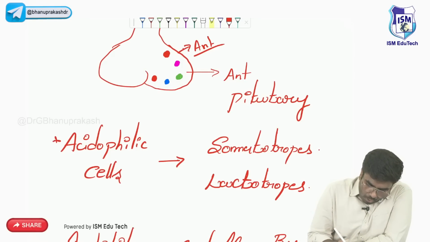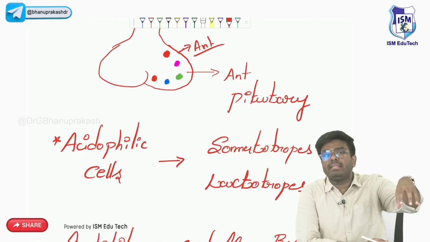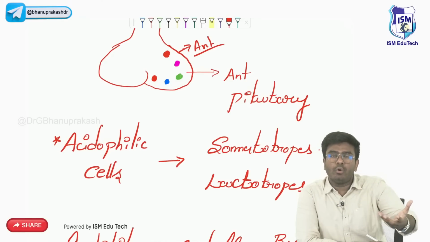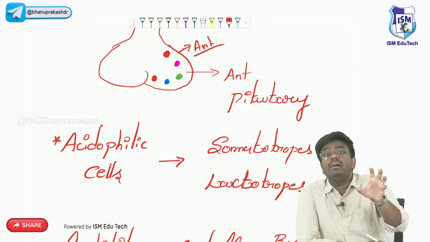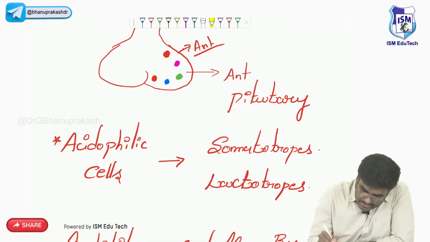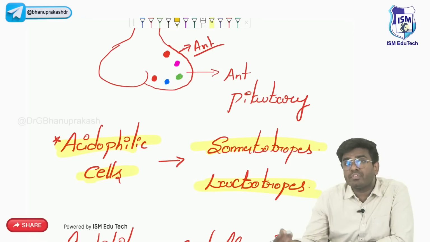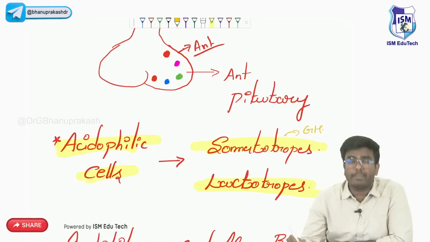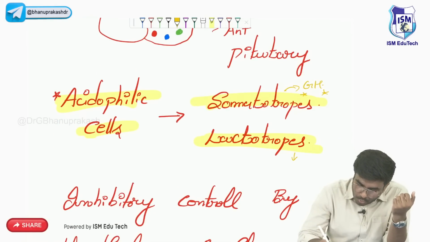Important point is, out of all these cells, which cells are acidophilic cells? If I take the pituitary gland and stain the anterior pituitary, the cells are going to take up the stain, like the eosin stain as well as the hematoxylin stain. Certain cells will take red color, the acidophilic cells. So which of the following are the acidophilic cells? That's the important MCQ. The acidophilic cells are the somatotropes as well as the lactotropes. Somatotropes produce growth hormone and lactotropes produce prolactin.